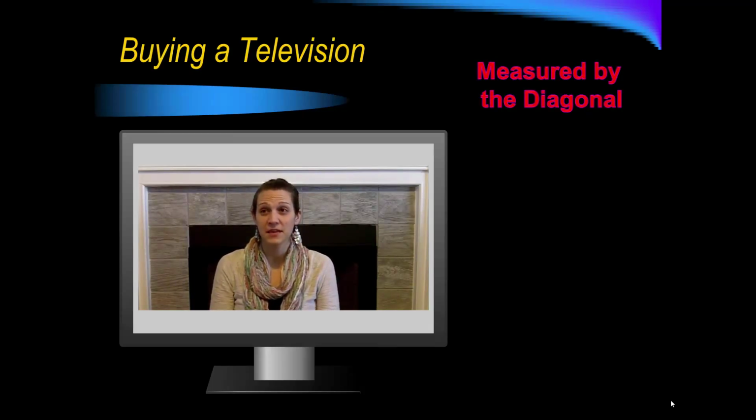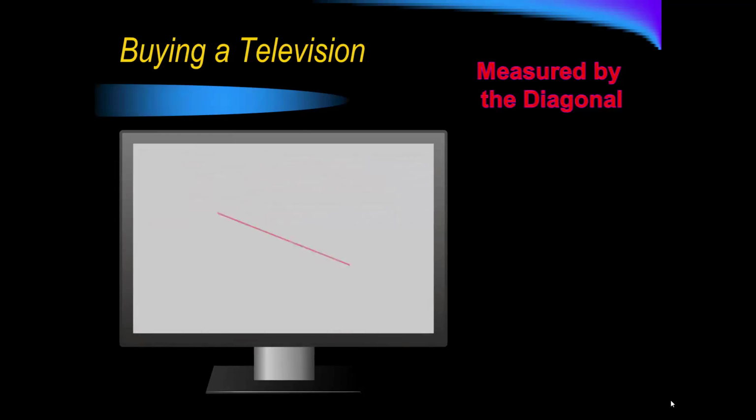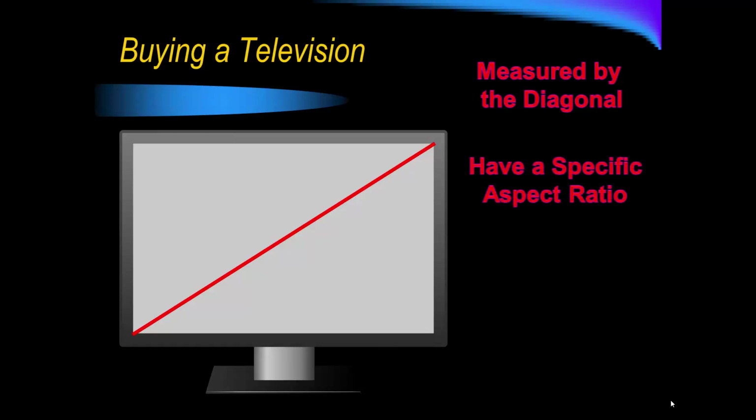Well, when you buy a TV, they actually measure it by the diagonal. So if you look at this picture right here, what you're looking at is what they would measure it by. So when you say, I would like to buy a 50-inch screen, this is what they're actually measuring. TVs are also created by what we call an aspect ratio. Most TVs follow one of two types of aspect ratios. An aspect ratio is basically a ratio between the width and the height of the TV.